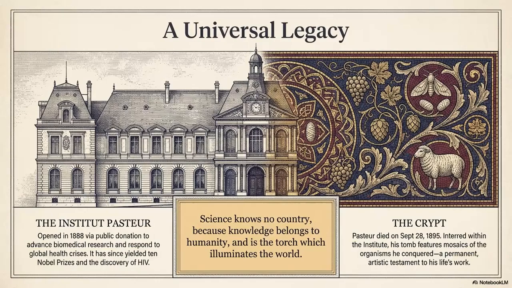In 1888, the Institut Pasteur opened its doors, a sanctuary for research funded entirely by a grateful global public. Since then, it has stood as a beacon of discovery, yielding 10 Nobel Prizes and the identification of the HIV virus. Yet, the most poignant tribute lies within the crypt. Interred at the Institute, Pasteur is surrounded by golden mosaics depicting the organisms he conquered. From the vines of the vineyard to the silkworm and livestock.